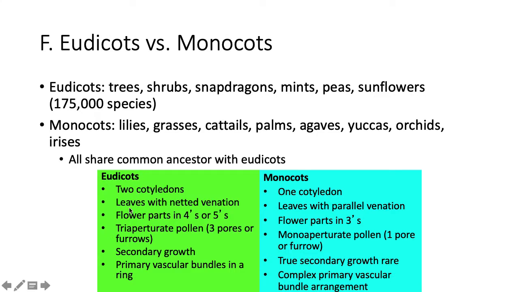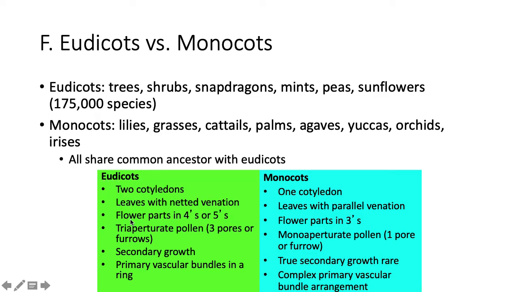Some other key differences, how you can tell, because you may not always be there for the seed germination. You can look at their leaves. If they have netted veins, then it's a eudicot. If it's parallel, if you think like corn or grasses, then it's a monocot.